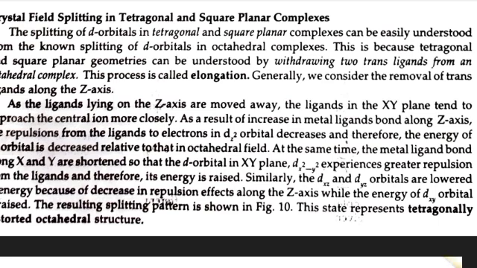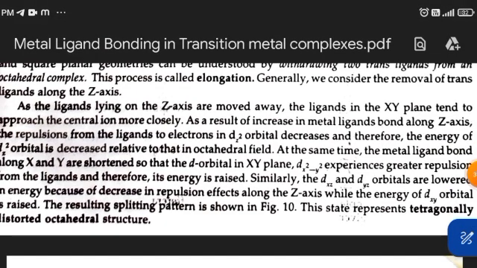As a result of the increase in the metal-ligand bond along the z-axis, the repulsion from the ligands to electrons in the dz square orbital decreases and therefore the energy of the dz square orbital is decreased relative to that in an octahedral field. At the same time, the metal-ligand bonds along x and y are shortened so that the d orbital in the xy plane, dx square minus y square, experiences greater repulsion from the ligands and therefore its energy is raised. Similarly, the dxz and dyz orbitals are lowered in energy because of decreased repulsion along the z-axis, while the energy of the dxy orbital is raised. The resulting splitting pattern is shown in the figure.